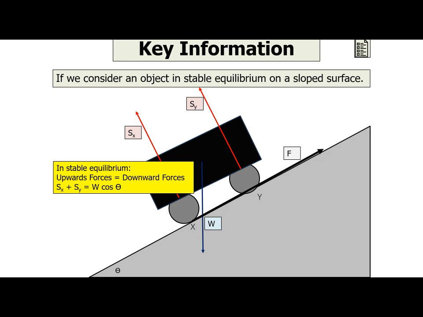Now it's also important to note that Sx will be greater than Sy because x is lower than y, so there won't be an equal sized force. But also we know that in the stable equilibrium the slope up forces will equal the slope down forces. So in this case, the friction will be equal to W sine theta, so it will be equal to the horizontal component of the weight in this situation.